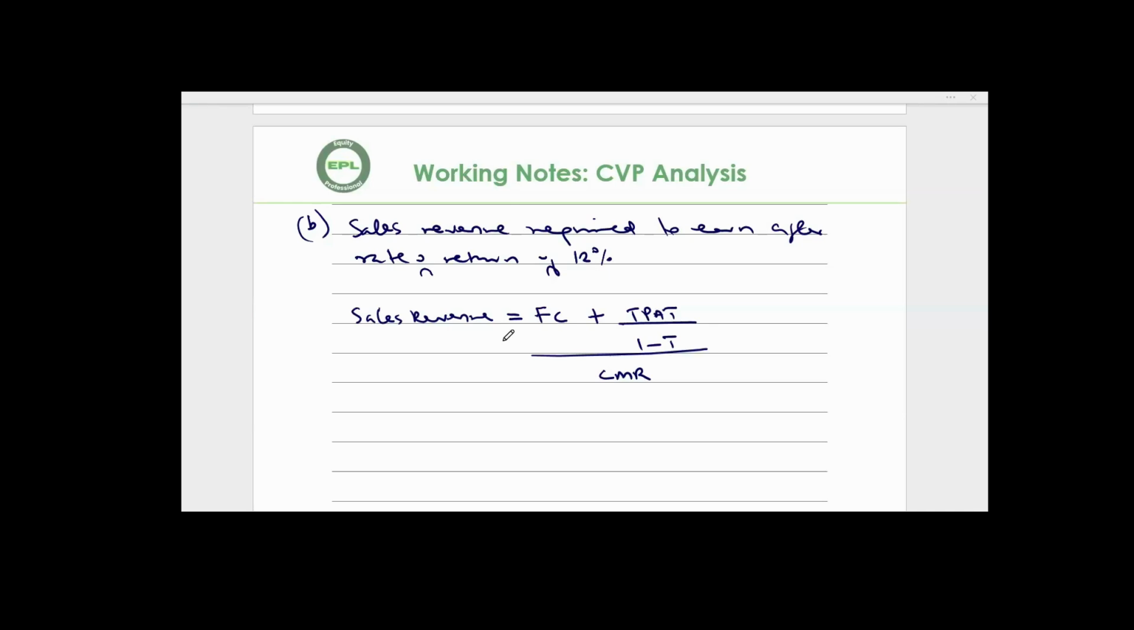First things first, how do you calculate your composite contribution margin ratio? You need to calculate first the contribution margin ratio of each product. Then you multiply the weight of each product with the contribution margin ratio that you have determined. That's what we are going to do here. Therefore, this one should be the composite contribution margin ratio.